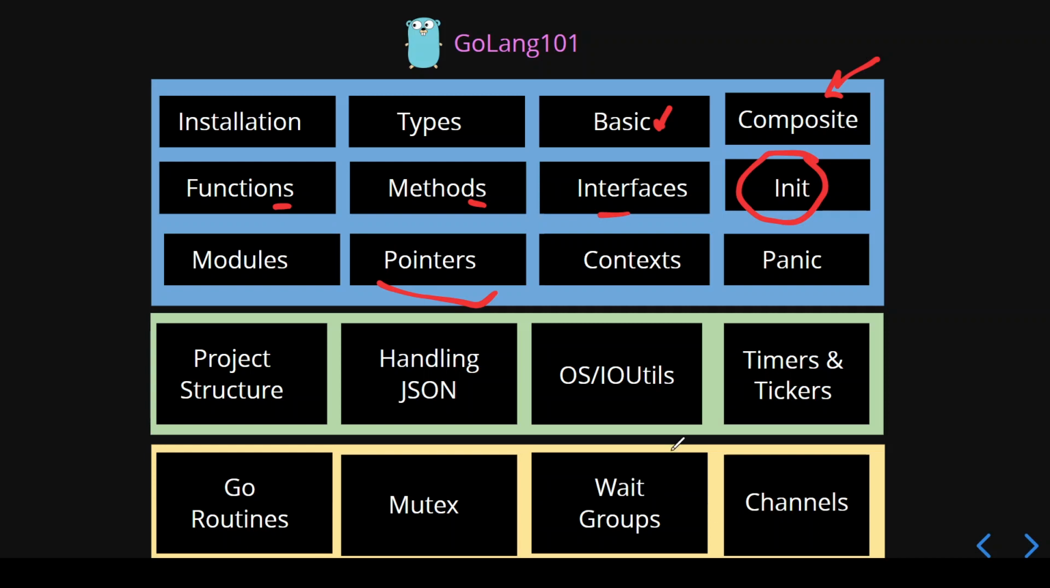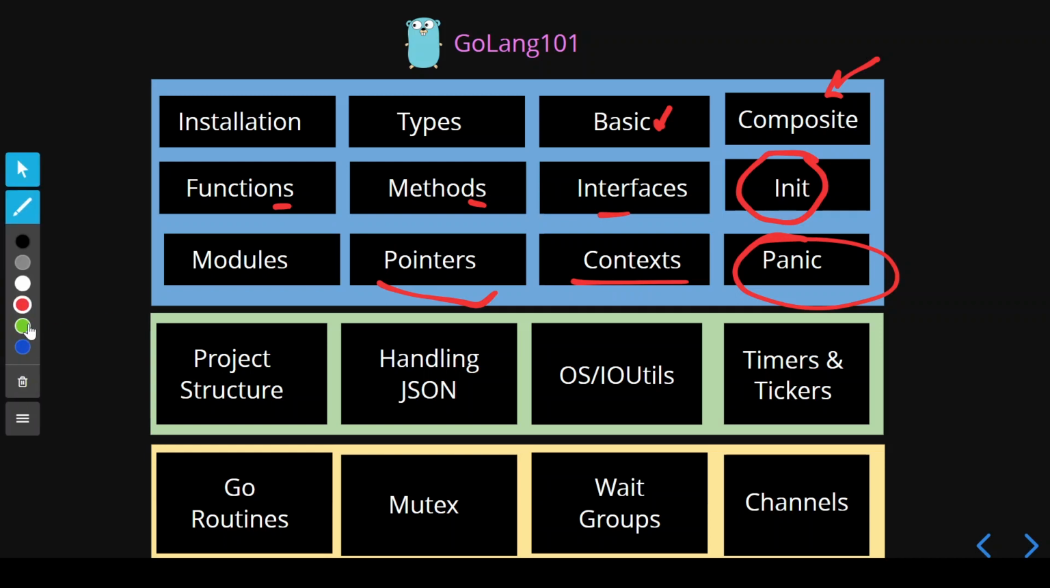Post this, we will be covering context. As part of context, we will see how we can pass data from one layer to another within our application. Next, we will look into panics. Here, we will see how we handle panics in Go. Please note that these are not the same as exceptions in other languages like Java, PHP, etc.